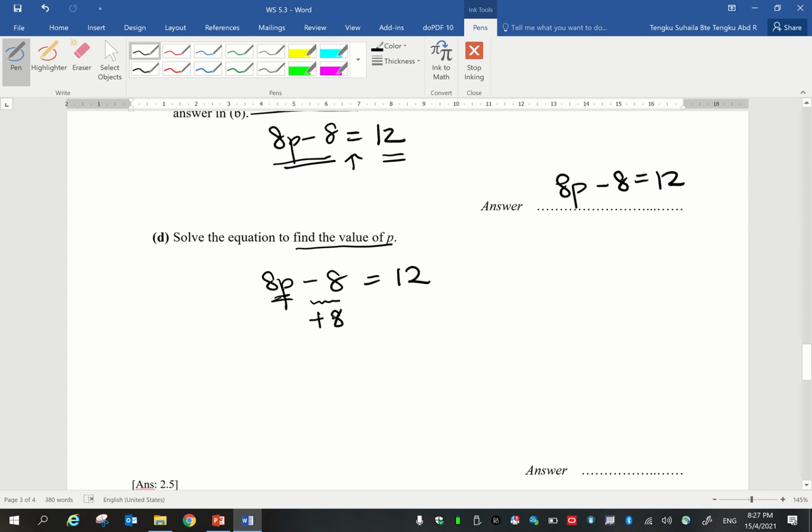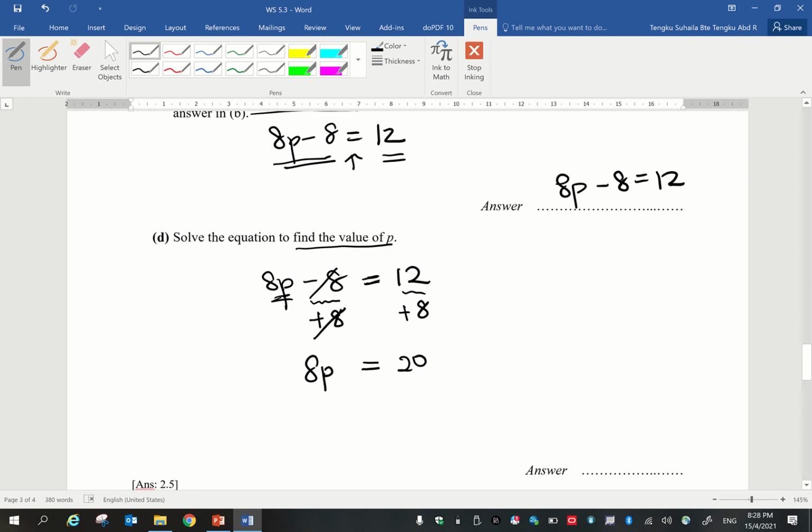But when we add 8 to the left, we must also be fair. Maintain your equality. Add 8 to the right side. Otherwise, the equation will not be equal anymore. Equation means equal, right? Both sides. So you have to maintain the equality by adding the same to both sides. I'm going to plus 8 over here on the left. That means I have gotten rid of the negative 8, because minus 8 plus 8 gives you 0. We are left with only 8p on the left side. On the right side, 12 plus 8 is 20.